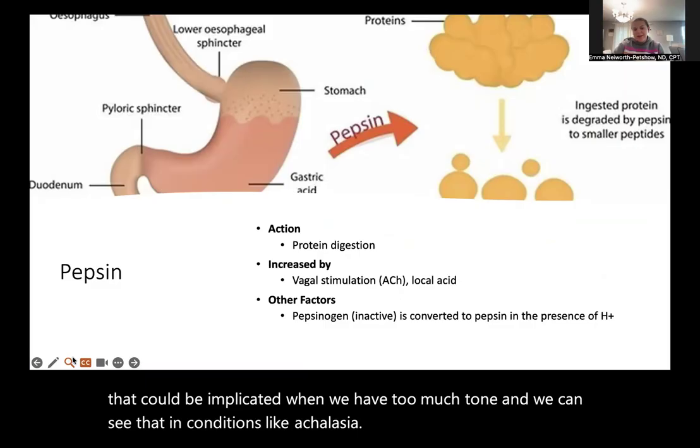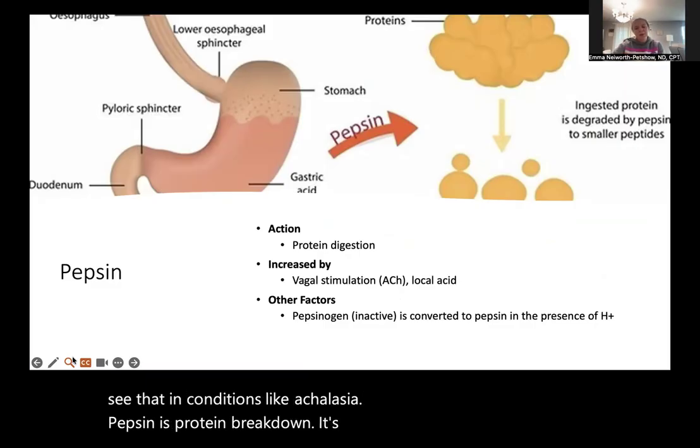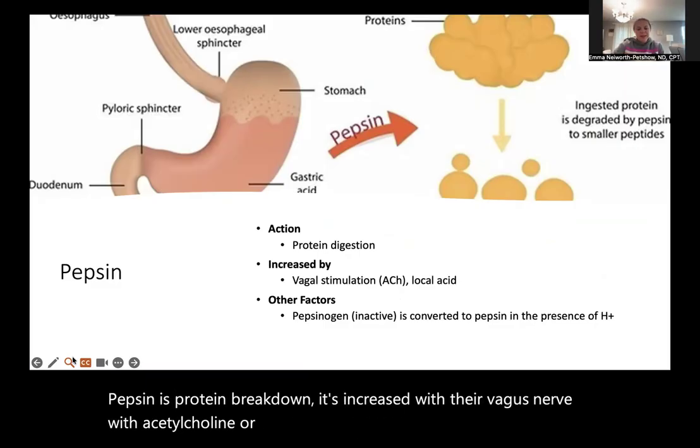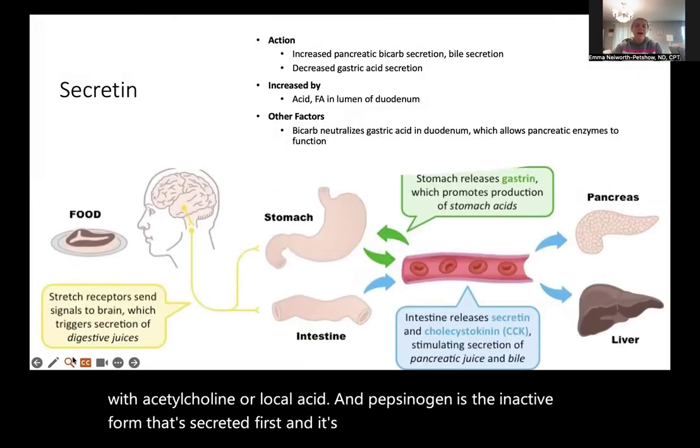Pepsin is protein breakdown. It's increased with the vagus nerve, with acetylcholine, or local acid. And pepsinogen is the inactive form that's secreted first, and it's converted to pepsin in the presence of acid.